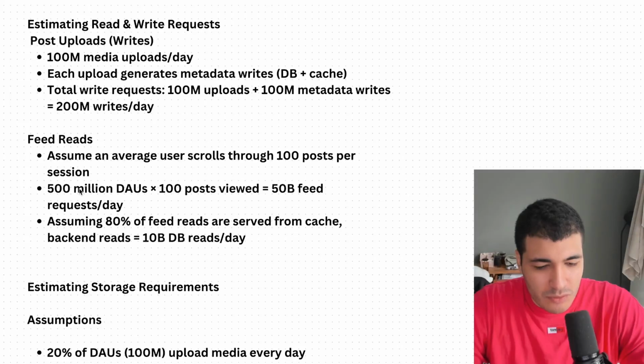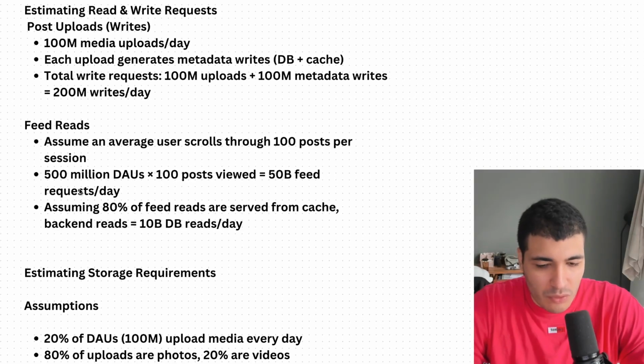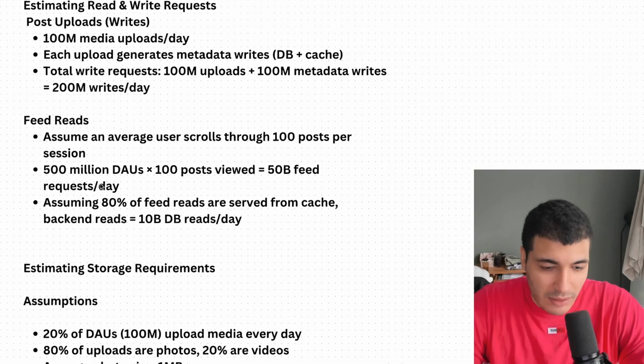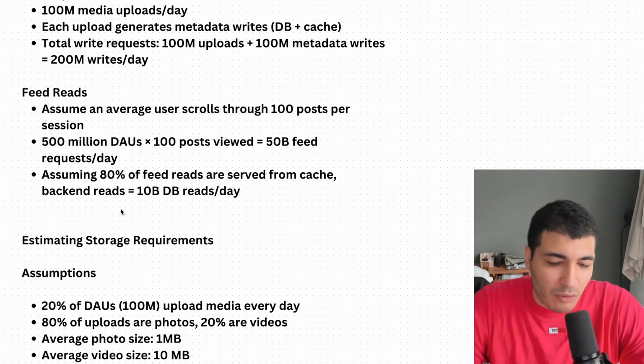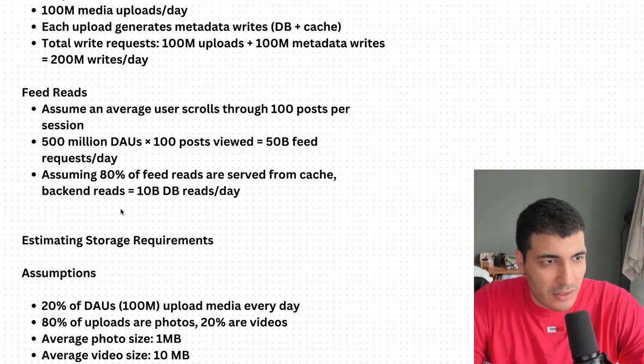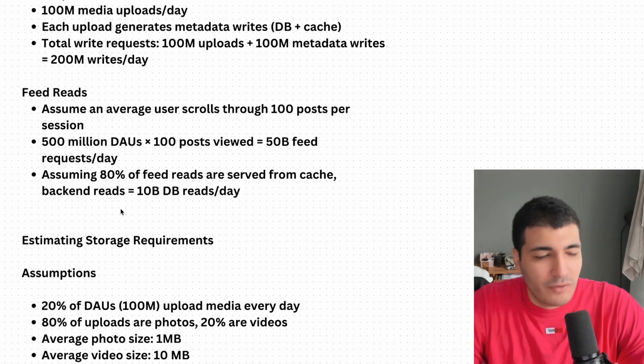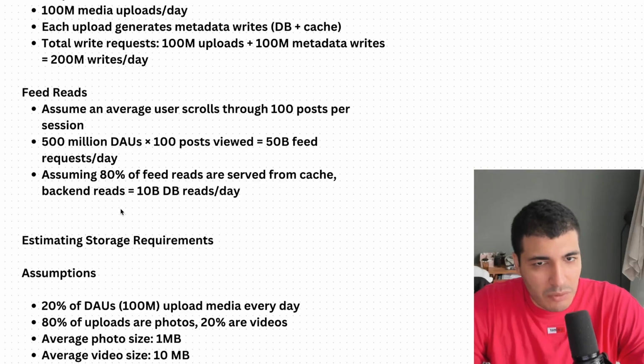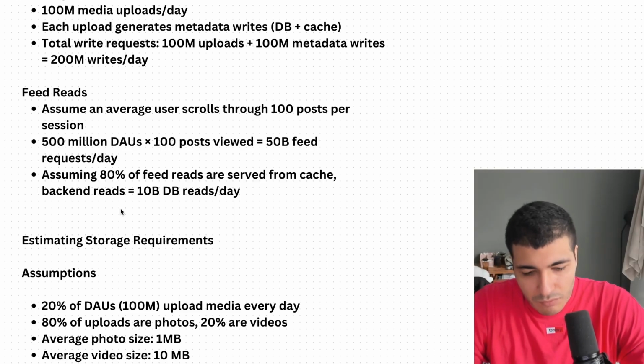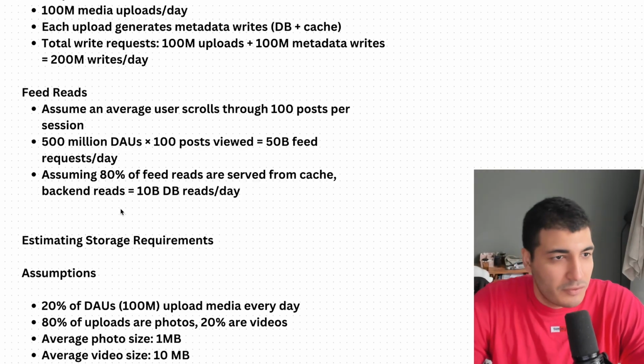In terms of feed reads, we assume that an average user scrolls through 100 posts per session. We will have about 500 million daily active users and about 100 posts each, so about 50 billion feed requests a day, and this is a lot. Assuming 80% of the feed reads are served from the cache, and actually this is a real number, 80% of the feeds will be served from cache, and we will talk about this further in later videos.